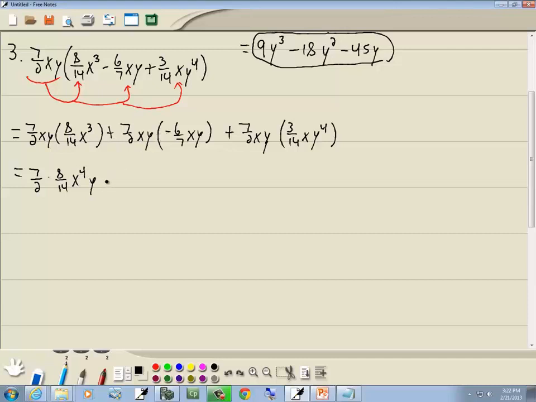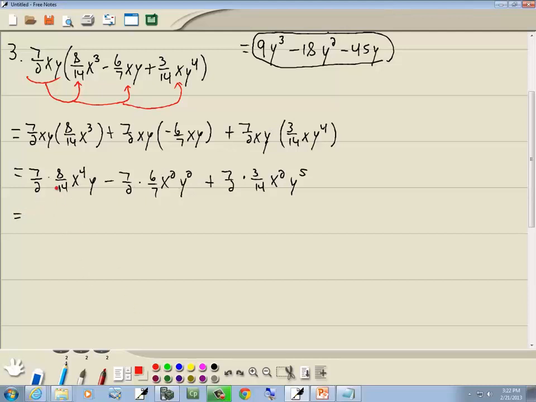Here, positive times a negative is negative, and I got 7/2 times 6/7. X times x is x squared. Y times y is y squared. Plus 7/2 times 3/14. X times x is x squared. Y times y to the 4th is y to the 5th. Again, we're adding the exponents. If you just have a single x or a single y, it's the same as the first power.